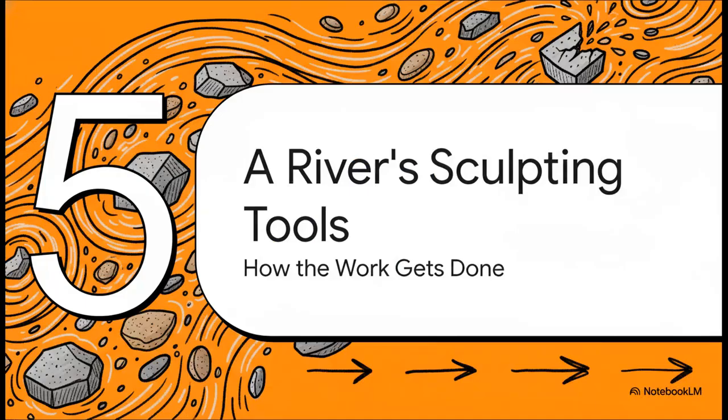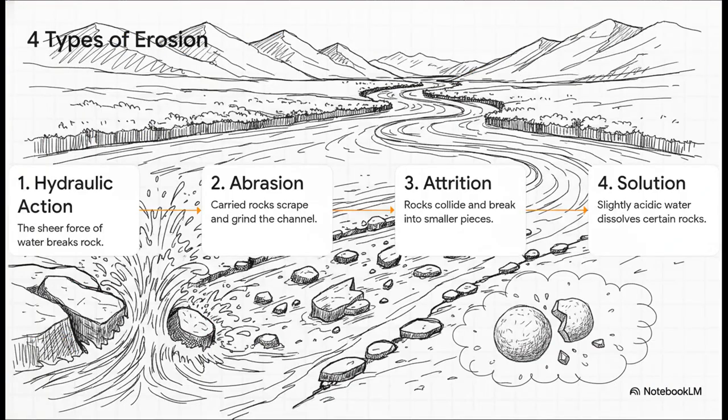So, we've seen the where: the upper, middle, and lower courses. But what about the how? How does a river actually break down solid rock? Well, it turns out it has a pretty amazing toolkit for both erosion and transportation. So, what's in this toolkit?